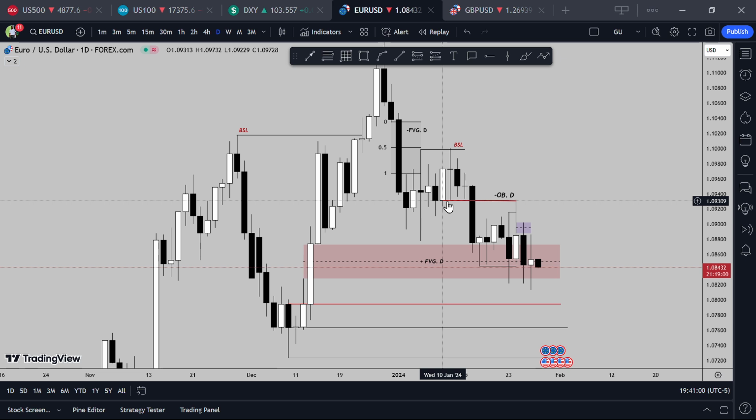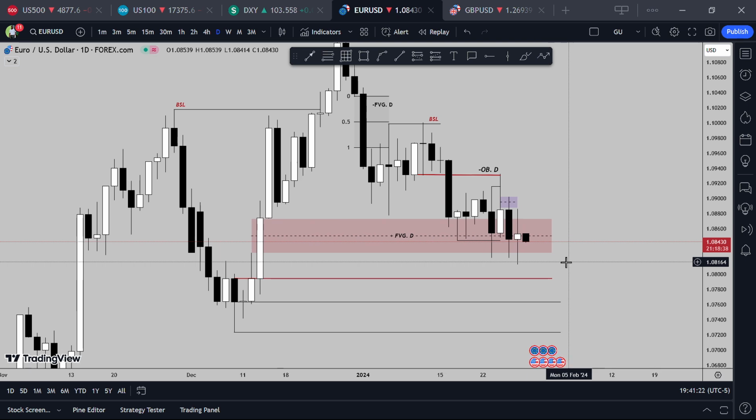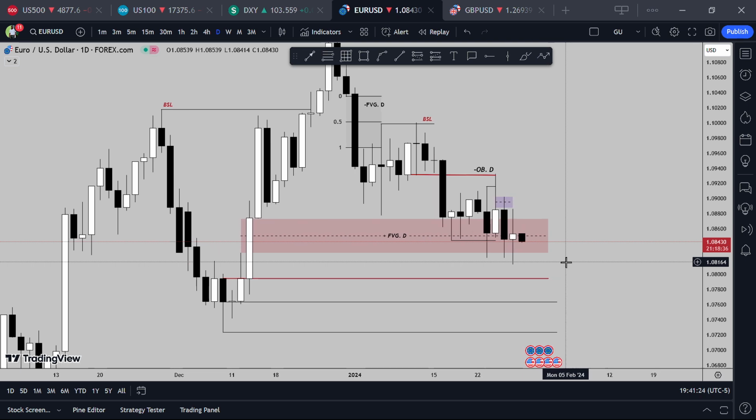Price left behind this bearish fair value gap, as you can see. This is a bearish order block plus a bearish fair value gap. We trade into the fair value gap, we fill the gap fully, tap into the bearish order block, and immediately reject to the downside. So I am bearish. Order flow is bearish on the Euro USD.